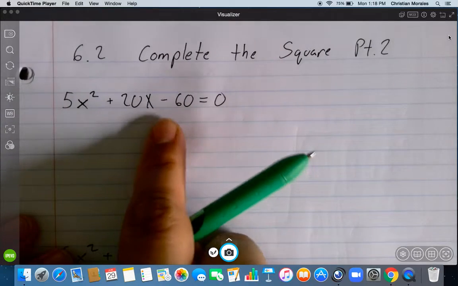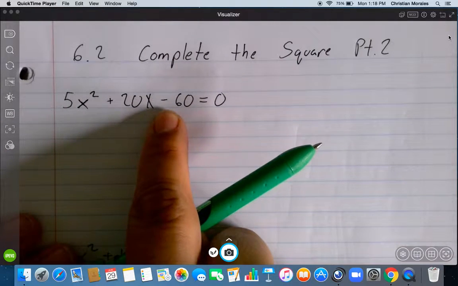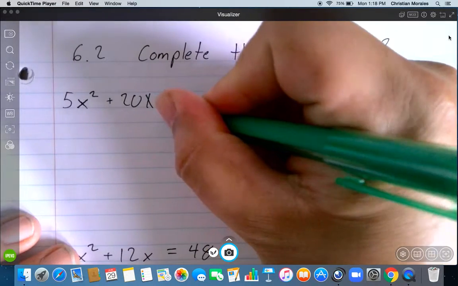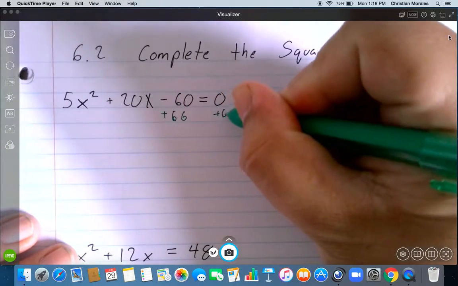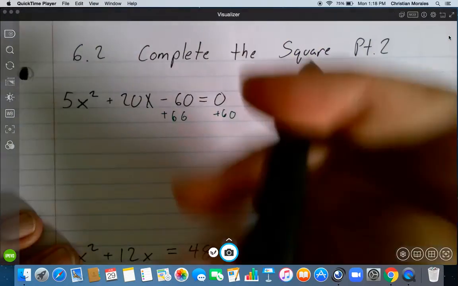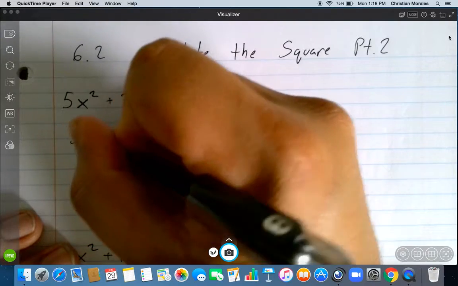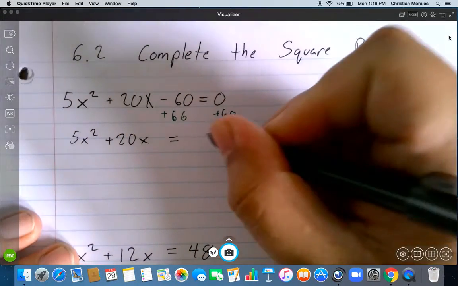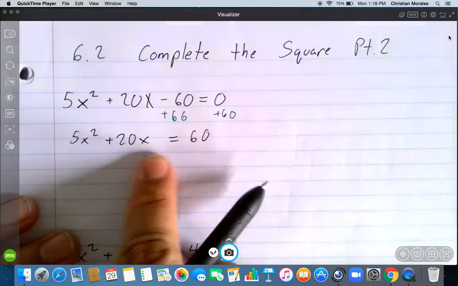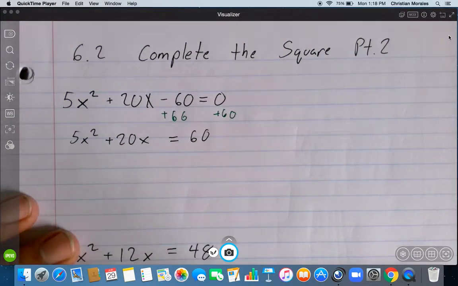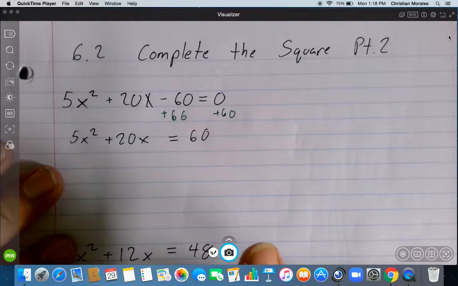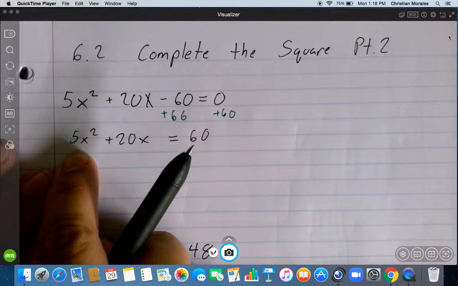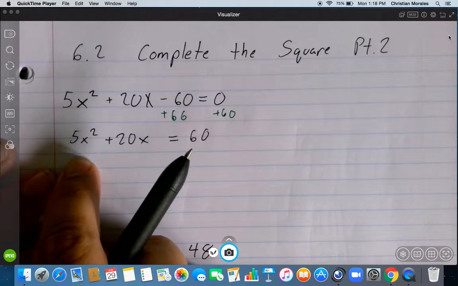Now here, this is not the C I want, so I'm going to move it over using inverse operations to the other side. So now I get 5x squared plus 20x equals 60. I'm leaving a little bit of space because I will put a C here eventually. But because of this number, that makes this a little bit harder.